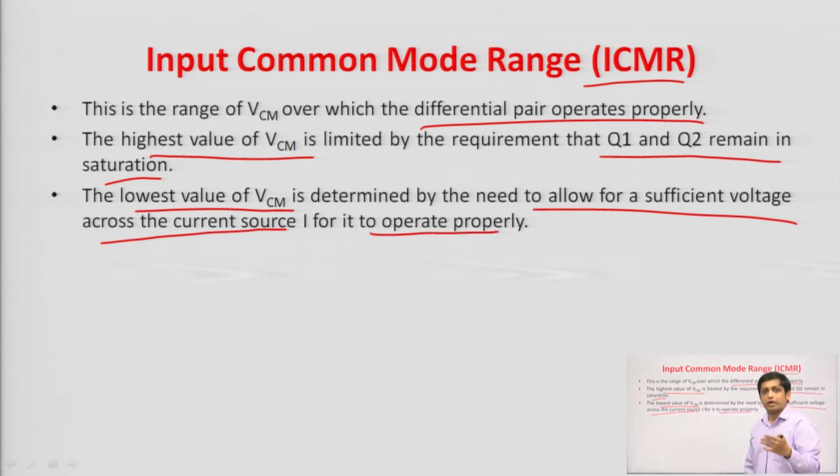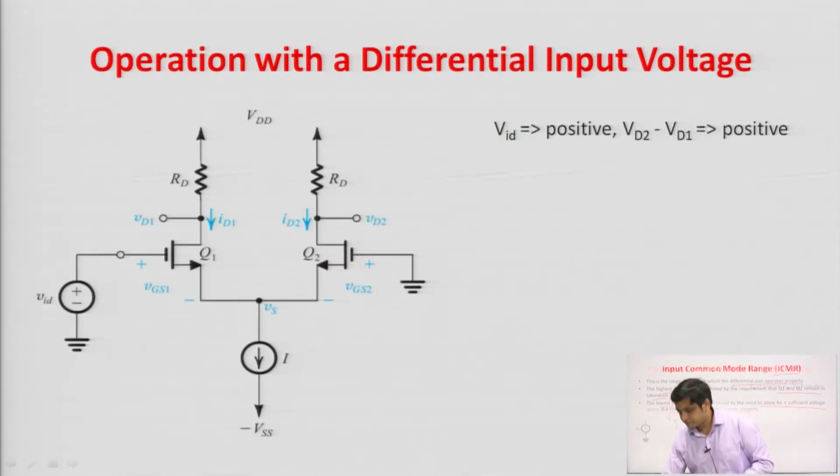So, to get the highest value of VCM, we will calculate it by the requirement that Q1 and Q2 are in saturation. From there we can calculate, and the lowest value of VCM can be determined from the voltage across the current source I, fine. So, this is an important term in differential amplifier. We consider it and we design the differential amplifier considering this parameter ICMR.